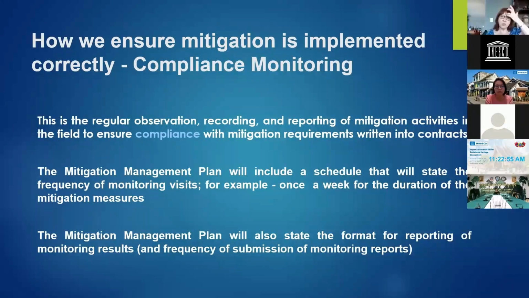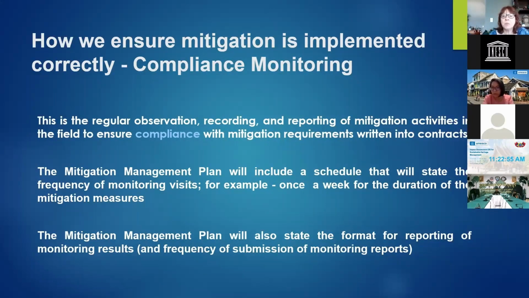So how do we ensure that the mitigation is being implemented correctly? It's called compliance monitoring, so that all of the implemented mitigation is complying with all of the requirements. So this is undertaken through regular observation, recording, and reporting of mitigation activities. So the compliance monitor, the independent monitor, will come out into the field and observe, record, and make reports to make sure that all of the mitigation requirements written into the contracts are being implemented correctly.